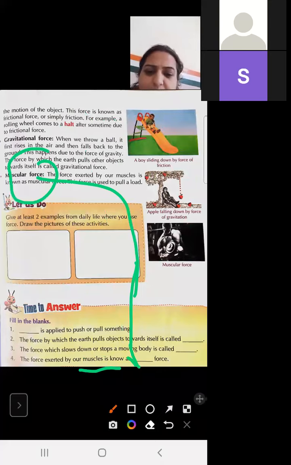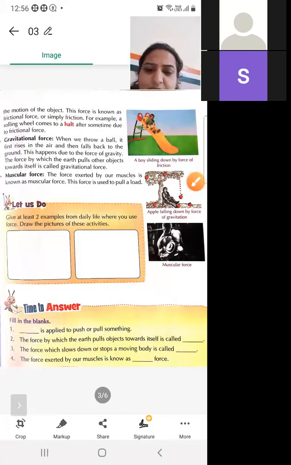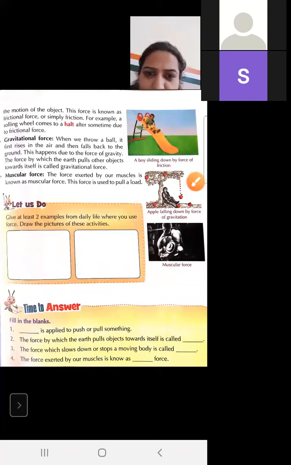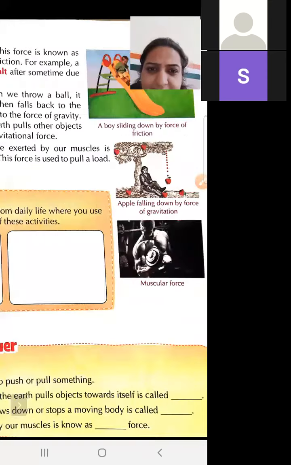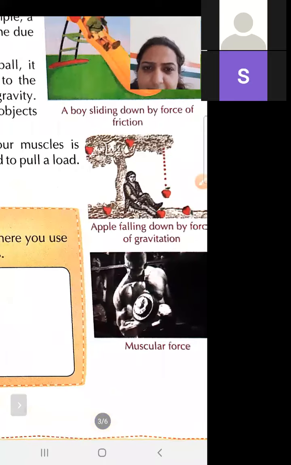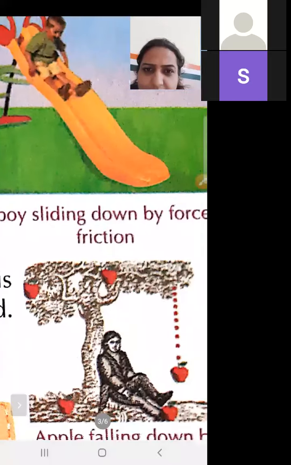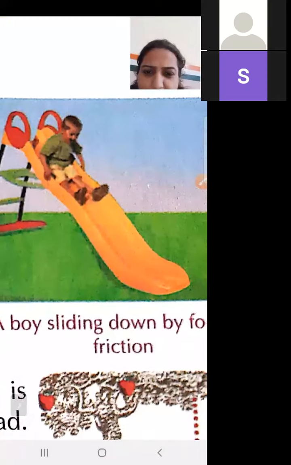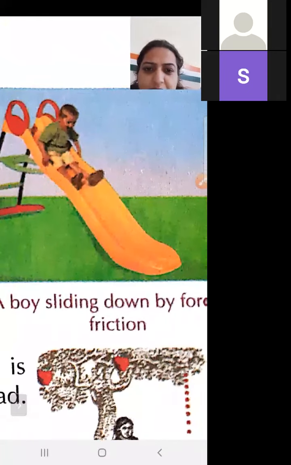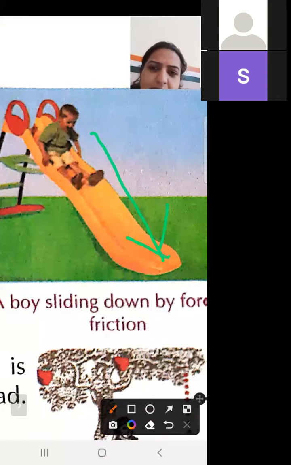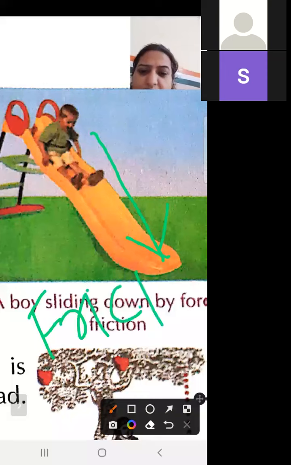So the force our muscles apply, this is due to muscular force. So what are the types of force? I will show with the help of an example. So this boy is sliding down. Why is this boy sliding down? Due to force of friction.